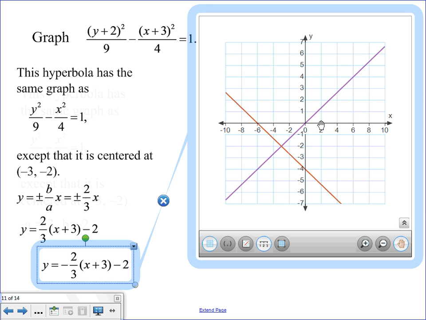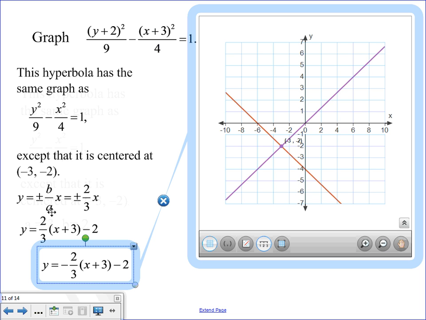That's what I wanted to do. Okay, so I get it. This is where the center of the graph is, right here in the middle of the graph. That's my center, the -3, -2. That's where the asymptotes cross.